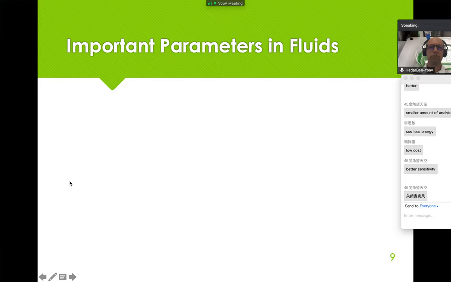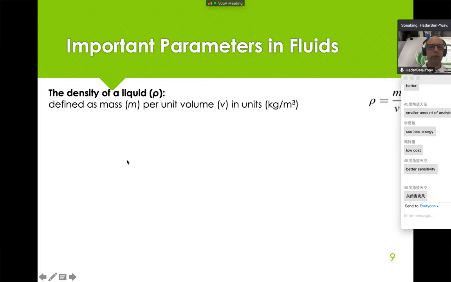Now let's learn about the important parameters in fluids. We have the density of a liquid, which I guess everyone learned in basic chemistry. Density is defined as rho equals the ratio between the mass of the liquid and its volume. Okay, this is very straightforward.